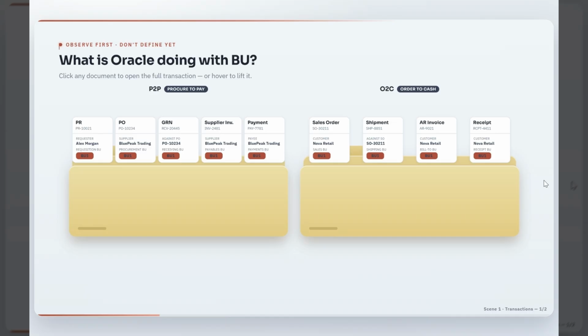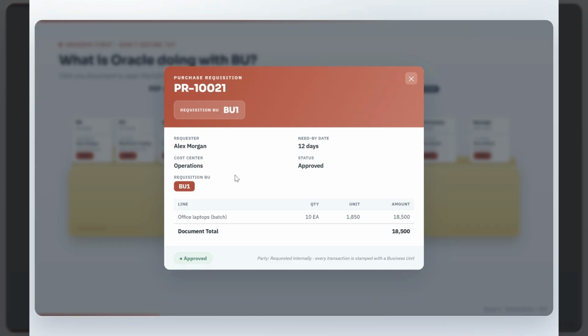Imagine that our company needs 10 laptops. Alex raises purchase requisition PR-10021 for 18,500. Look at the document carefully. Oracle stamps the requisitioning business unit on the requisition. This identifies the business unit that raised the requirement. The approved requisition is converted into purchase order PO-10234 and sent to Blue Peak Trading. Here, Oracle captures the procurement business unit, the BU, responsible for purchasing and issuing the purchase order.